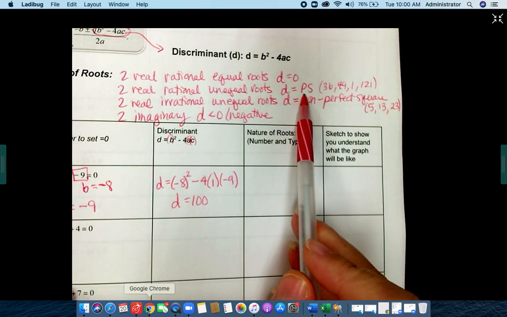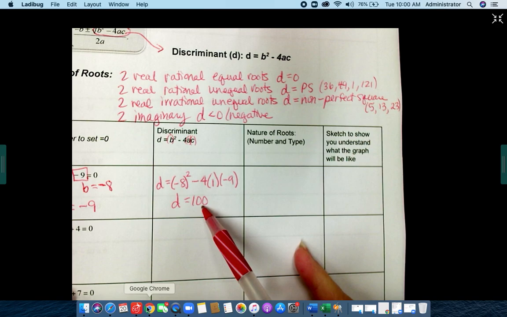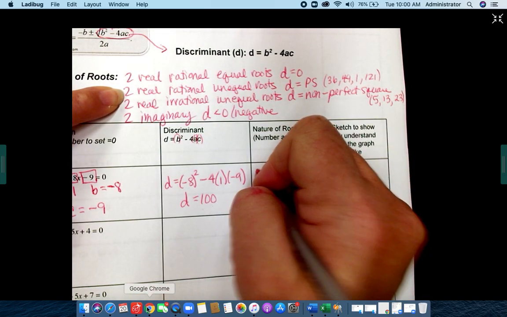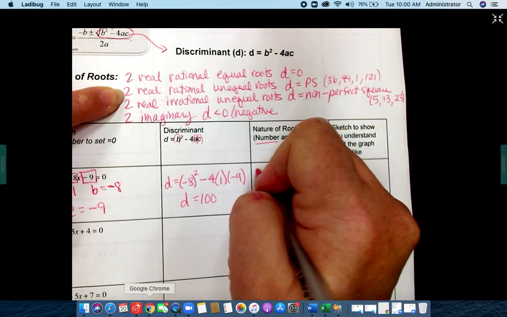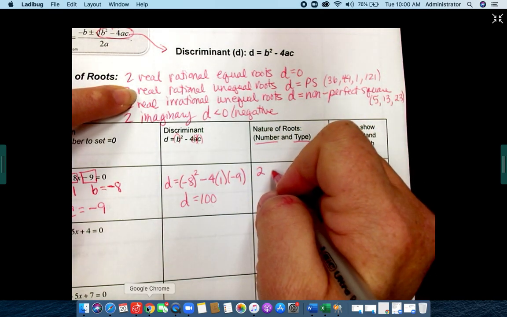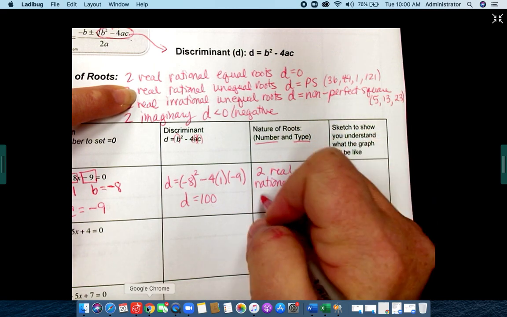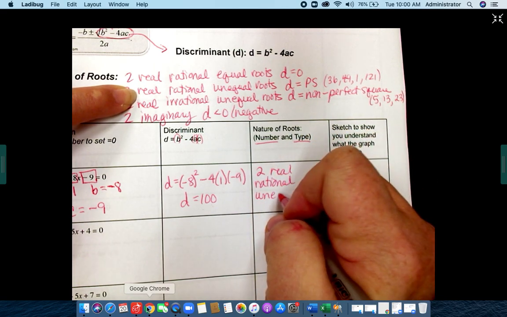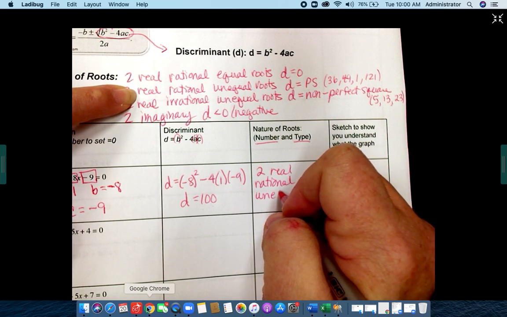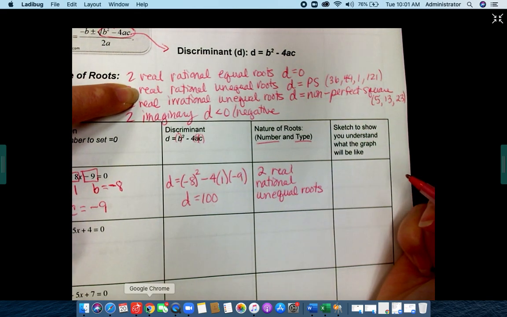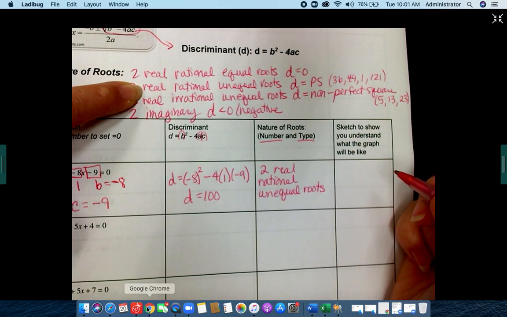100 is a perfect square. So if 100 is a perfect square, then I am going to look right back here and write that I have, because it says number and type, two, but what type are they? Real, rational, unequal roots. Two real, rational, unequal roots.